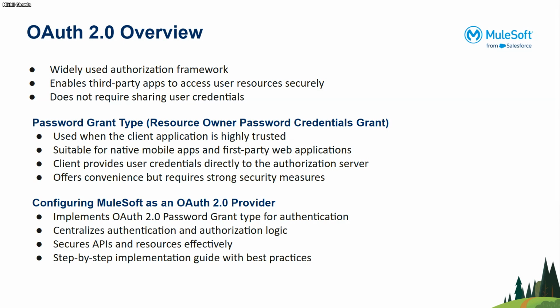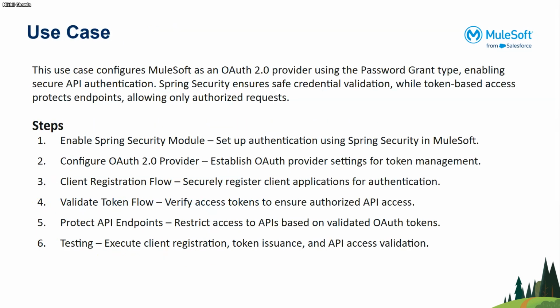So any questions till now? Otherwise, we'll start with the demo. So these are the basic 6 steps, and the use case here is that we will configure Mule as an OAuth provider using password grant type, enabling secure authentication. Spring Security Framework will be used for credential validation, while the access token will be used to protect the endpoints and allow only the authorized requests.